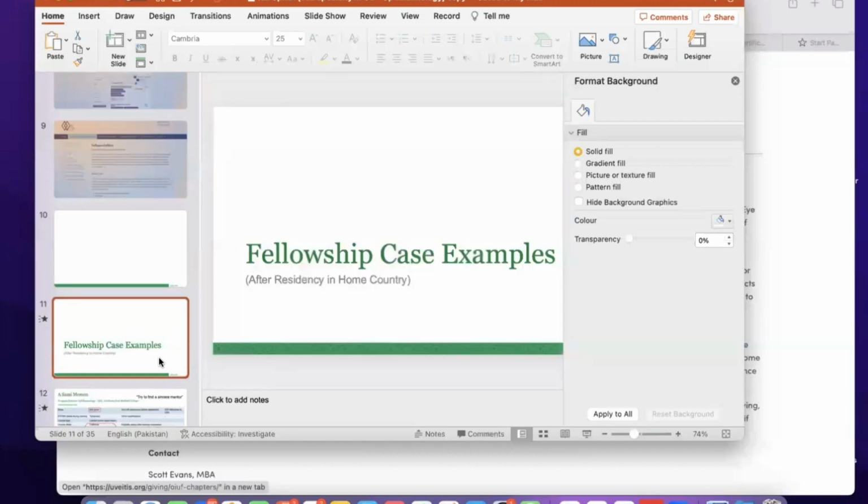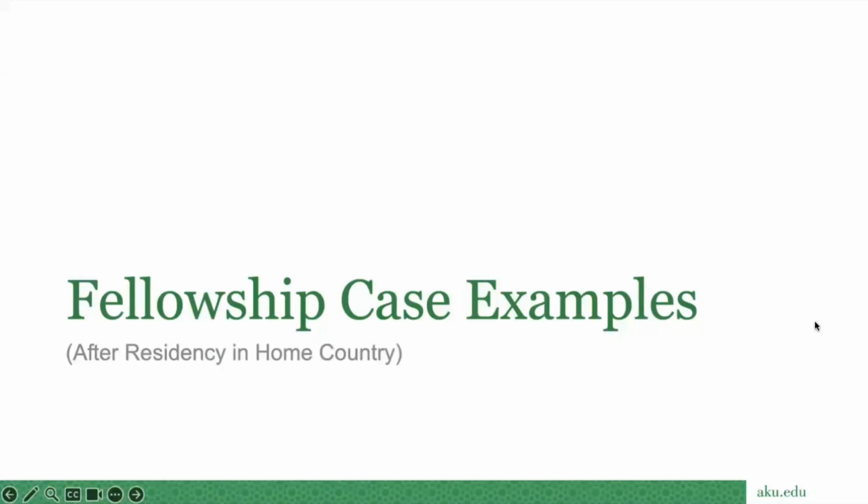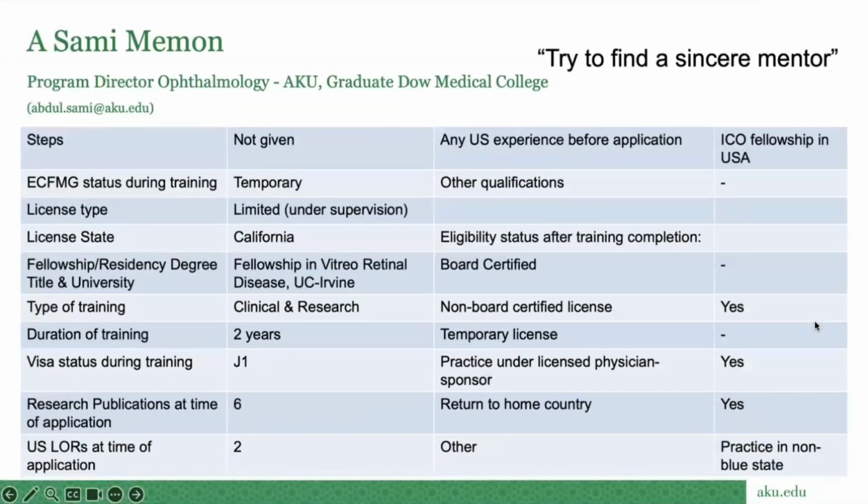Moving on, I would like to give you a few case examples here. There are a few individuals I've known over the years who have practiced in the US with or without, I will tell you the conditions. Dr. Abdulsalam Yemen is my program director, and he got a fellowship from UC Irvine in California. He had a limited license under supervision. He was on a J-1 visa. He did 2 years of research and clinical fellowship in medical retina, and he also went for an ICO fellowship in the US. He did not get a full license because he did not want to pursue it further.